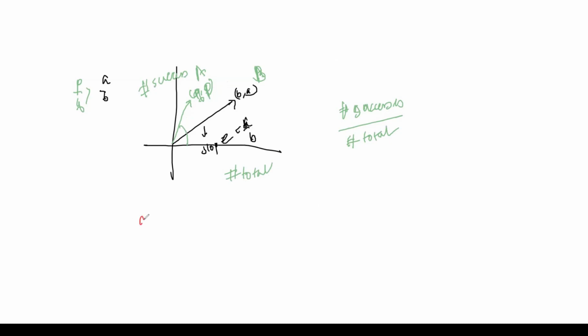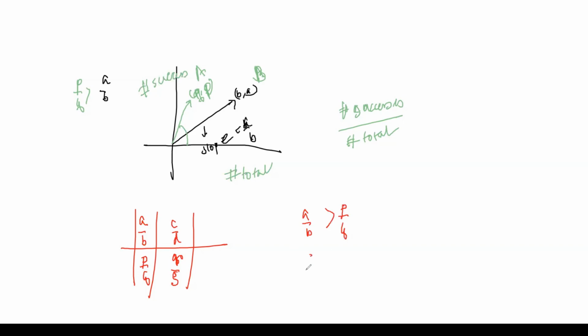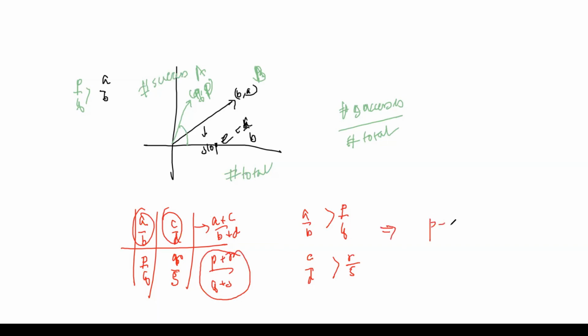Essentially, we are trying to understand this. There are four blocks here: A by B, P by Q, C by D, and R by S. We are trying to see that A by B is greater than P by Q, and C by D is greater than R by S. But when you combine them, A plus C by B plus D, and P plus R by Q plus S, this becomes better. That means P plus R by Q plus S is greater than A plus C by B plus D. That is the idea.